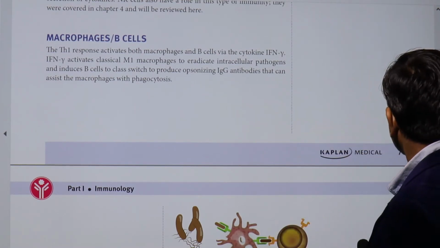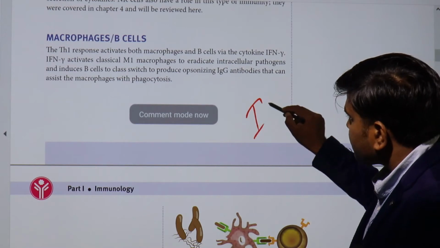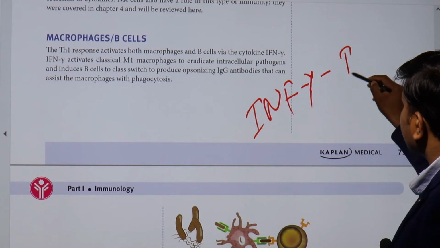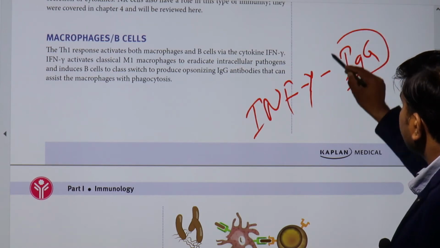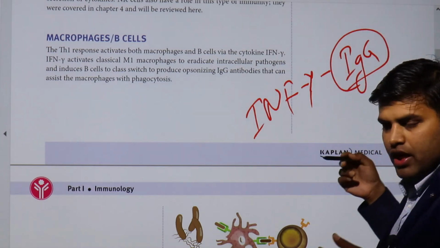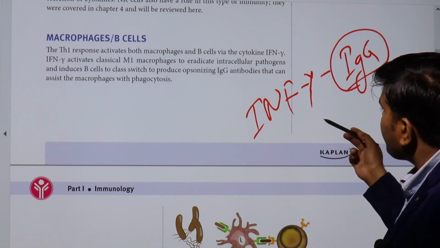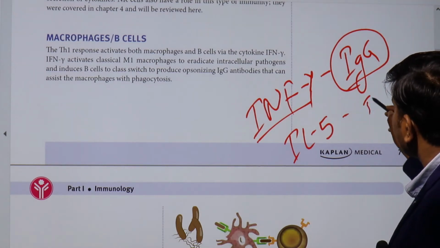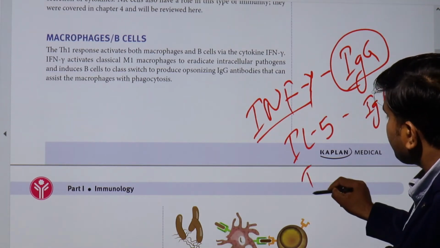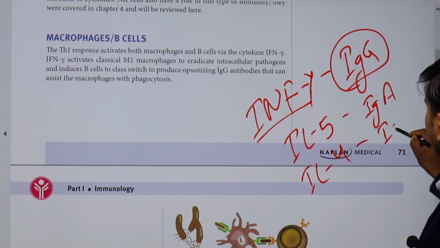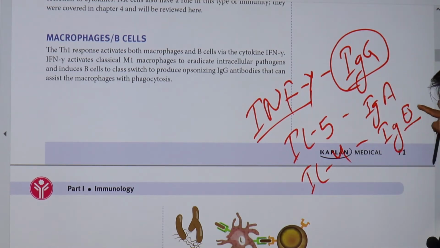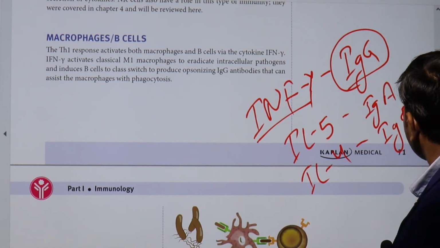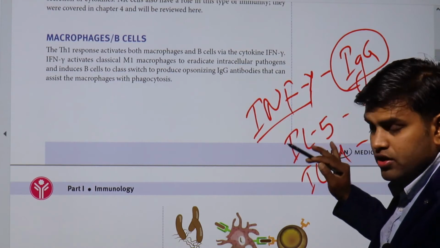So we have initially discussed that interferon gamma, that is IFN gamma, can also cause class switching of immunoglobulin G. Class switching to immunoglobulin G usually depends on interferon gamma. Interleukin 5 is responsible for class switching to immunoglobulin A, and interleukin 4 is responsible for class switching to immunoglobulin E. So we have discussed a lot of things, how class switching occurs in humoral immunity.